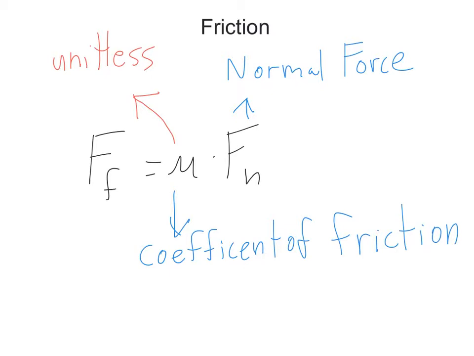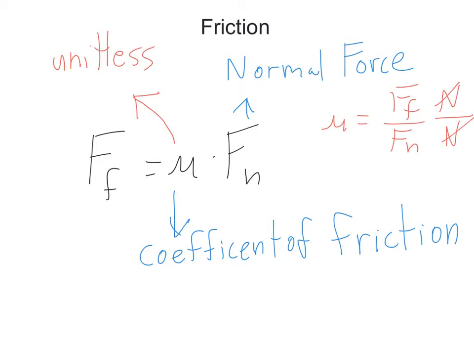The reason why it is unitless is because the coefficient of friction, by definition, is actually the ratio between the frictional force an object experiences and the normal force acting on it. So really, mu by definition is this. And if we do a dimensional analysis on this, you can see, well, the frictional force is measured in newtons. The normal force is measured in newtons, so they cancel each other out. So that's why our coefficient of friction is unitless.